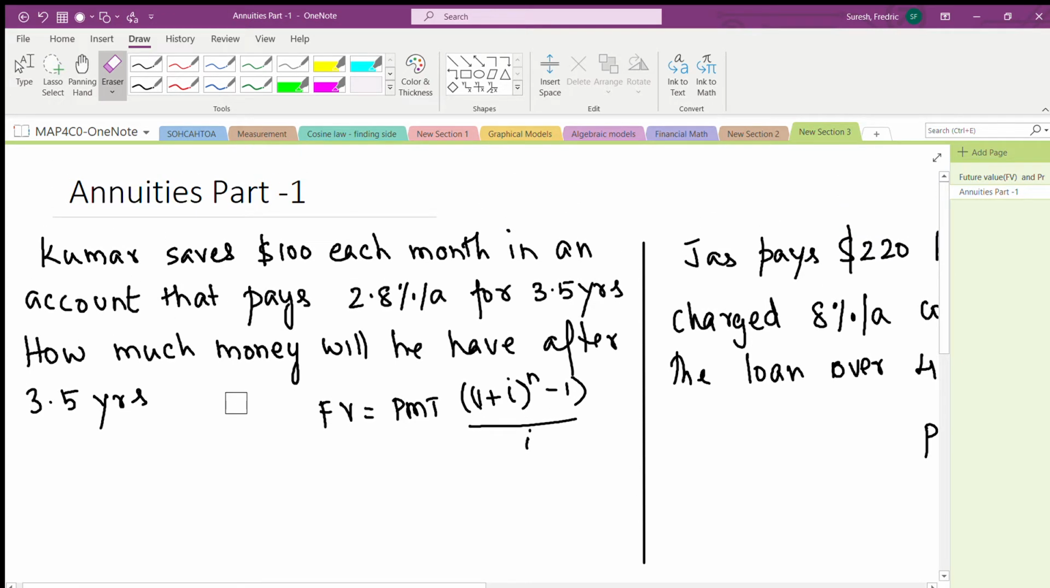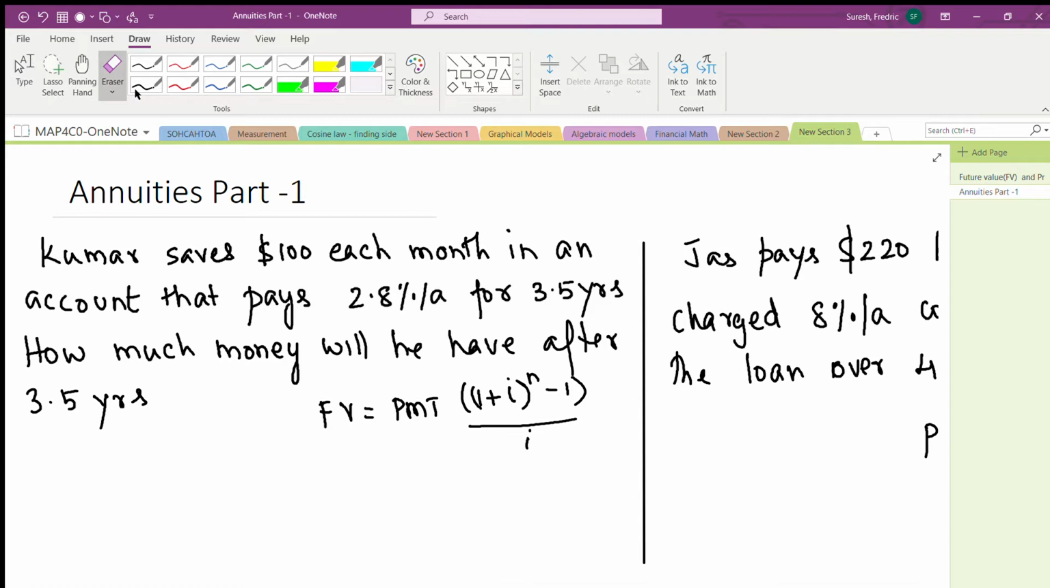Hey guys, in this video we are going to talk about annuities. The main difference between annuities and compound interest is, in the case of compound interest, you make a lump sum payment into an account, and at the end of the period you withdraw one lump sum amount out. Or you borrow one lump sum amount, and at the end of a certain period you pay a lump sum amount back. In the case of annuities, you make either regular payments in case of a loan, or you make regular withdrawals in case you're trying to make an investment or trying to save.